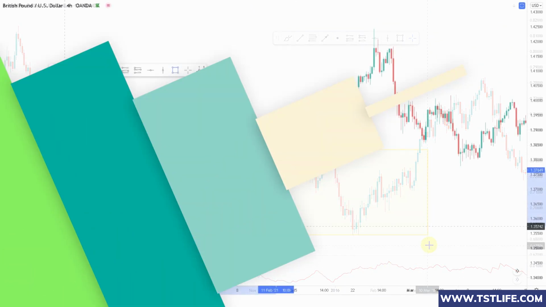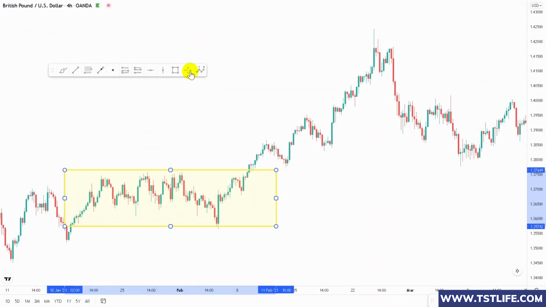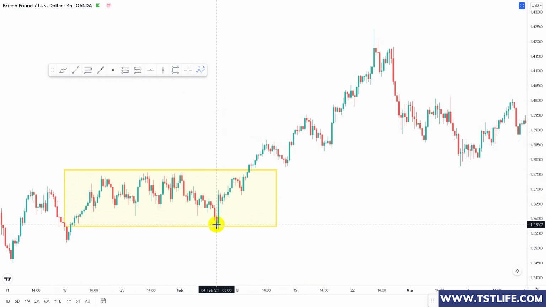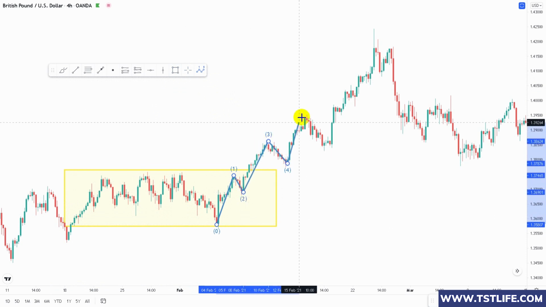Let's look at this example. We can see here that the price broke above the market range. Let's begin drawing the Elliott Waves. We can start at the lowest and the most recent swing low recorded.